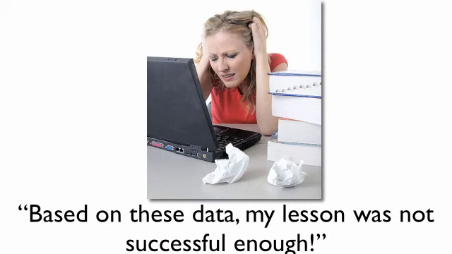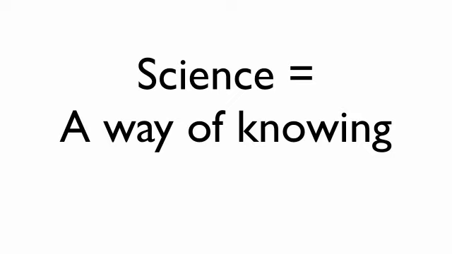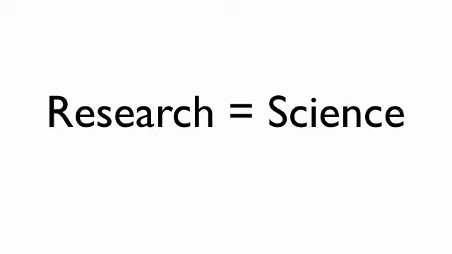And finally, there is a scientific way of knowing. One example of that would be to examine some actual data related to a lesson that you facilitated, and you could say to yourself, based on these data, my lesson was not successful enough, or it wasn't as successful as I wanted it to be. And that's one of the important points that is made in Chapter 1, that science is a way of knowing.